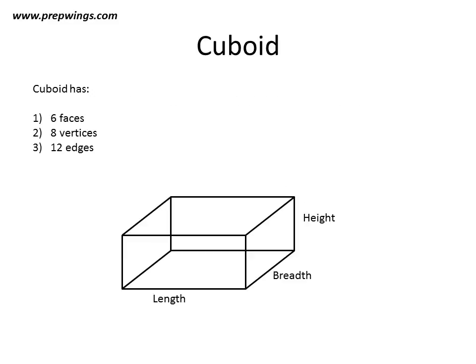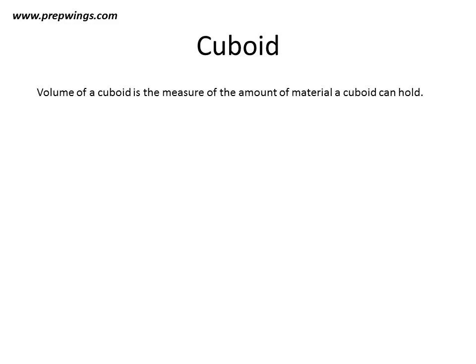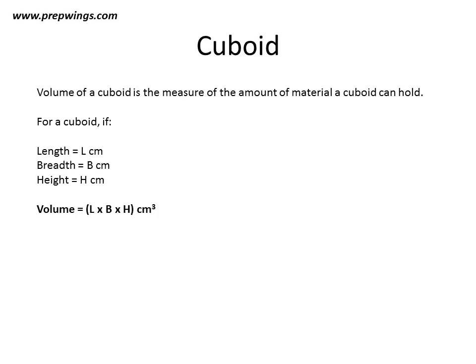So a cuboid has 6 faces, 8 vertices and 12 edges. The volume of a cuboid is a measure of the amount of material a cuboid can hold. In fact, that is true for any solid. The volume of any solid is the amount of material that the solid can hold.